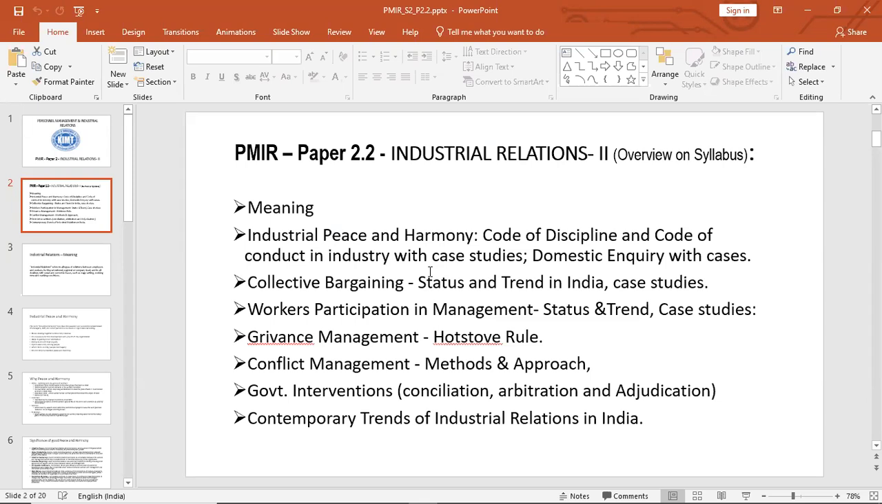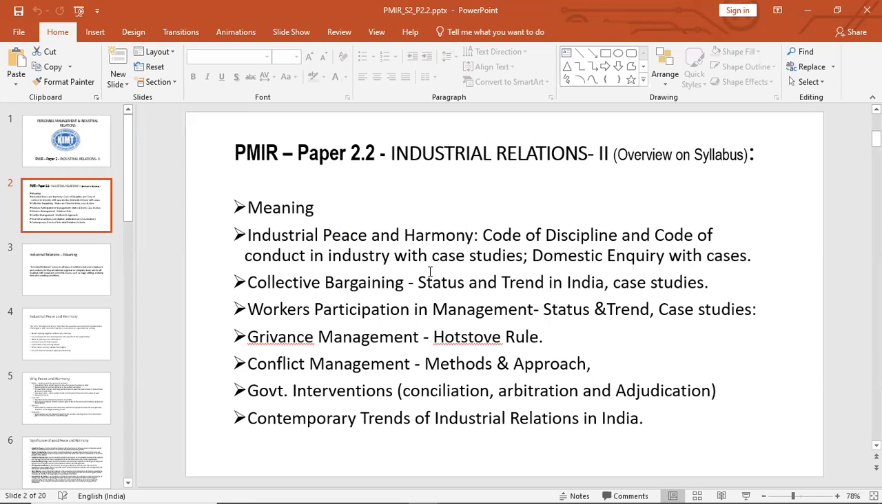Then we also studied government intervention. What are the areas where government is intervening in the organization, in the employee, in the society, how government is intervening and why. All this we studied. That is one chapter. Then finally, day before yesterday, we studied the contemporary trend of industrial relations in India.